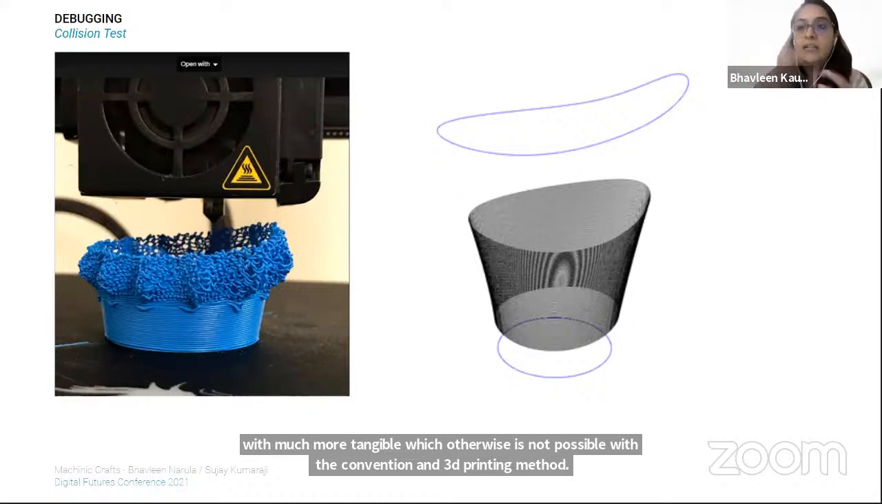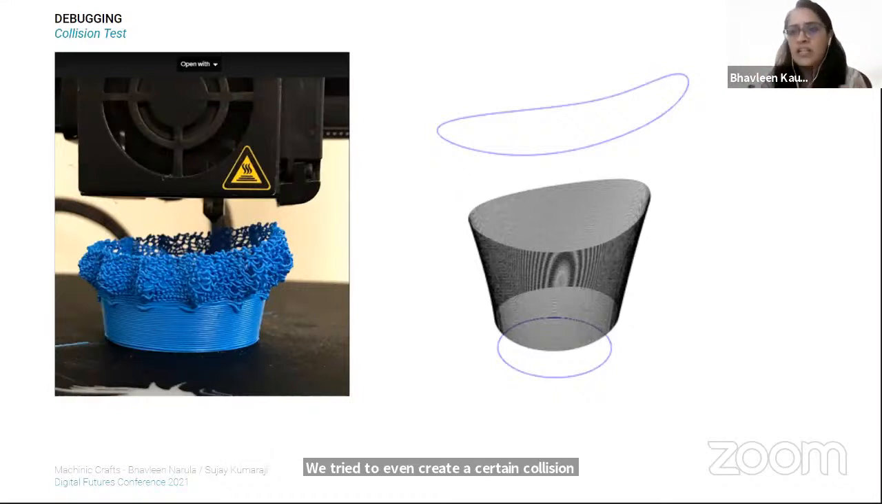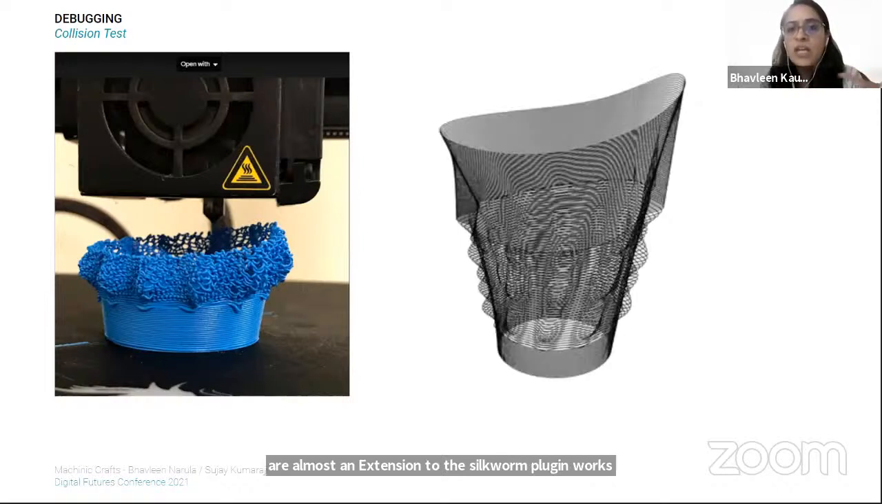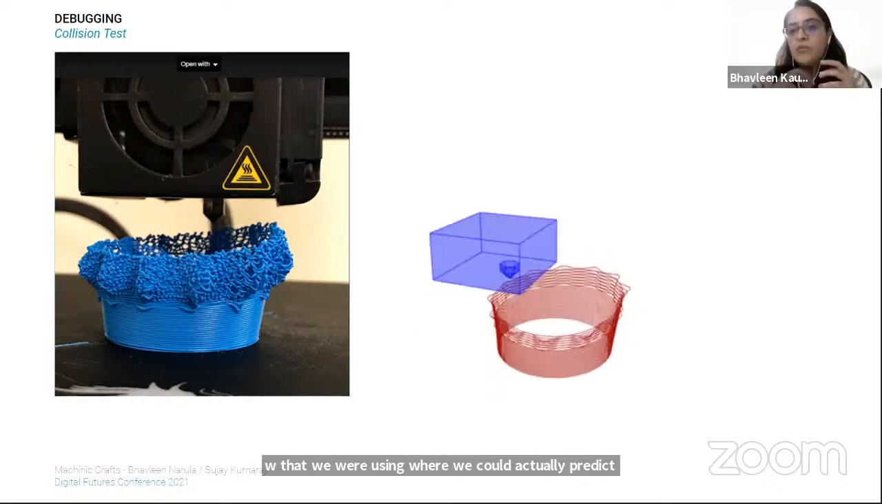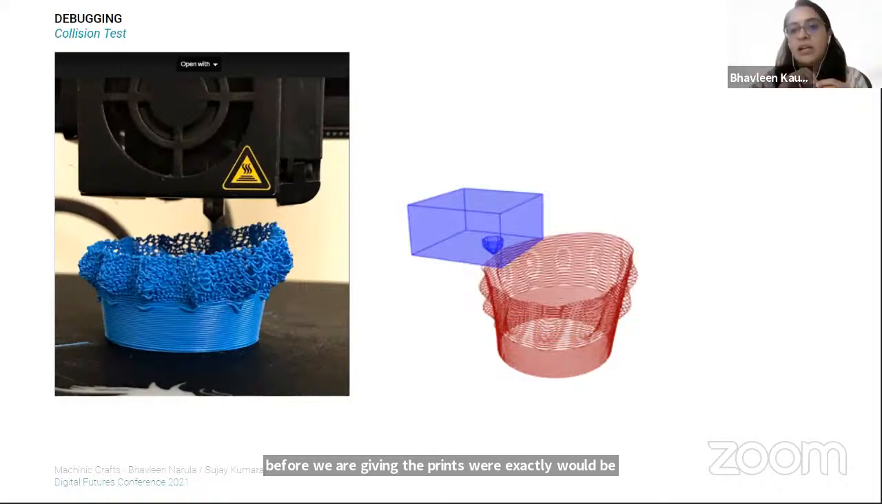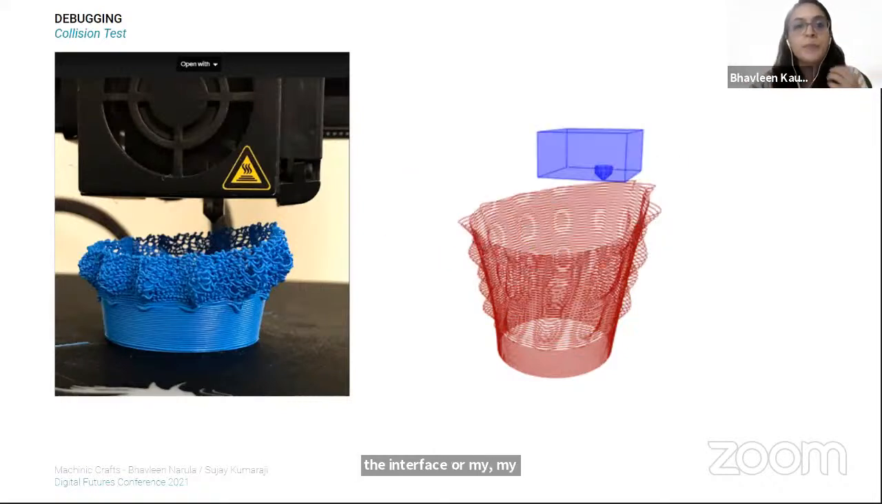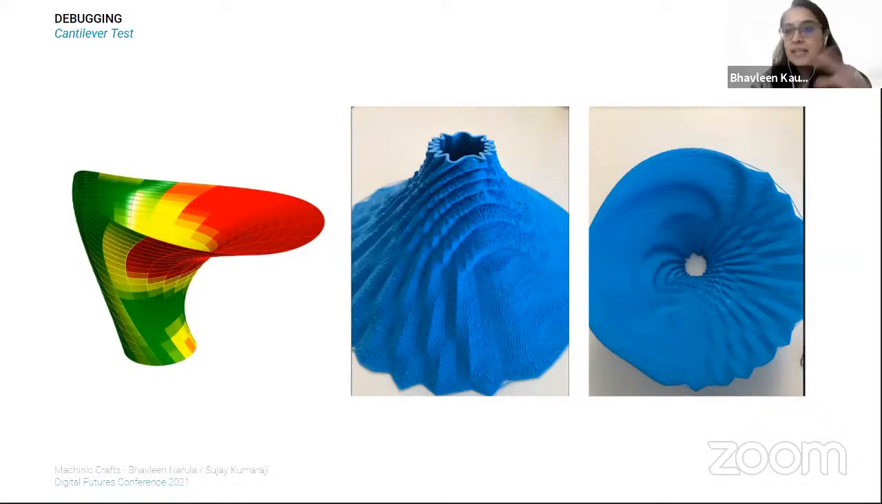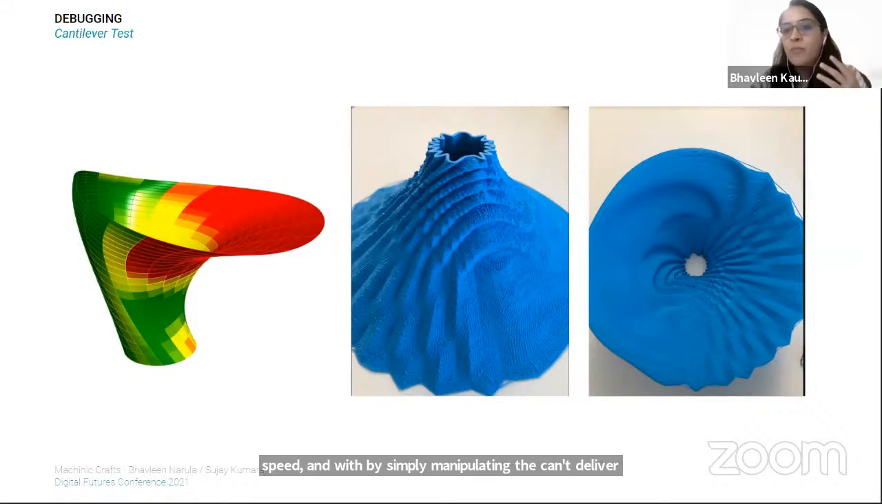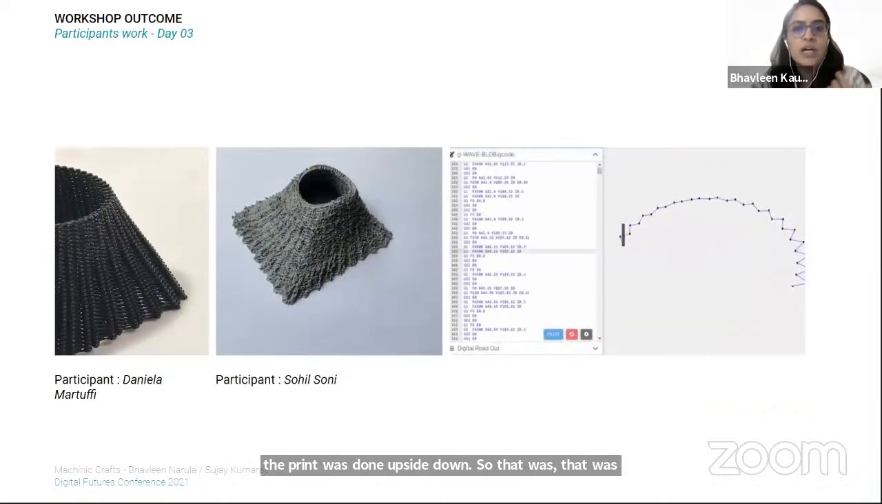We tried to even create a certain collision test, which is almost an extension to the Silkworm plugin workflow that we were using, where we could actually predict before we give the prints where exactly would be the points where the printer would interfere or might disrupt the printing process. One of the other debugging tools that we developed for us was the Cantilever Test. But to our surprise, it was very interesting to see the outcomes that with a slower speed and by simply manipulating the cantilever, we could get textures formulated if the print was done upside down. So that was really interesting for us to see.